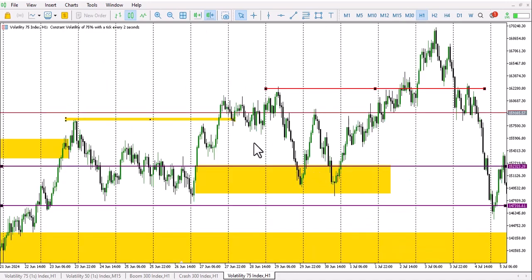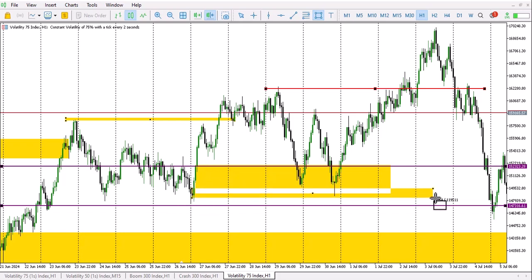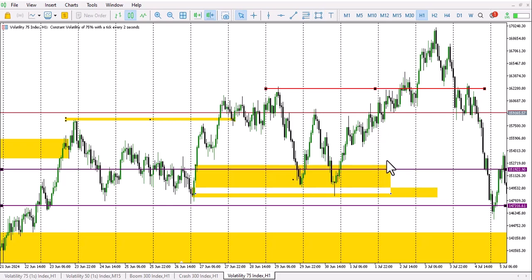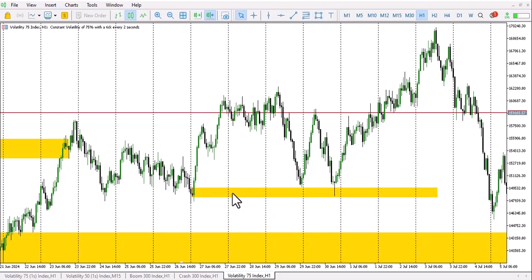So this is the H1, and this is the same area that we are looking at. So what do you see here? You see this yellow zone is the whole order block from the H4. So you want to find an order block inside this yellow zone, and you can clearly see that we have this candlestick that is in this area. So you would delete the order block from the H4 and use this one from the H1 to understand your entries and to refine your stop loss.